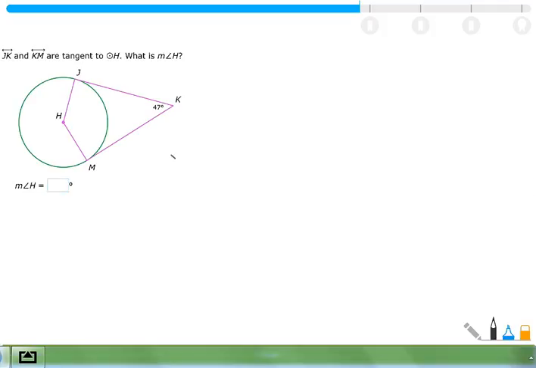So what is the measure of h? Well, if these are both tangent, then we know that this is a right angle and this is a right angle. And we know every four-sided quadrilateral totals 360 degrees if you add up all the interior angles. So let's call this x. And we know that x plus 90 plus 47 plus 90 equals 360.